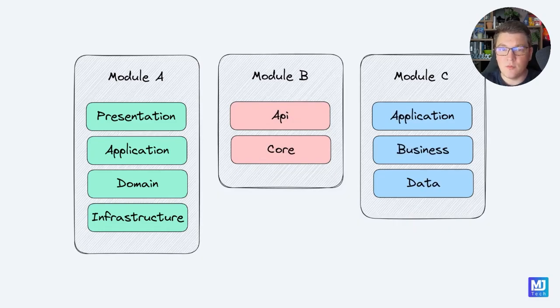Another example could be using different architectural styles for each module. So in one of the modules, let's say module A, we could be using the clean architecture. In module B, we could be using a variation of the vertical slice architecture. And in module C, we could be using a traditional layered architecture with the application, business, and data layers. The implementation is mostly left up to you and your personal preferences. I'm going to show you how to implement this using vertical slice architecture, which we are going to refactor into the clean architecture later into the course.